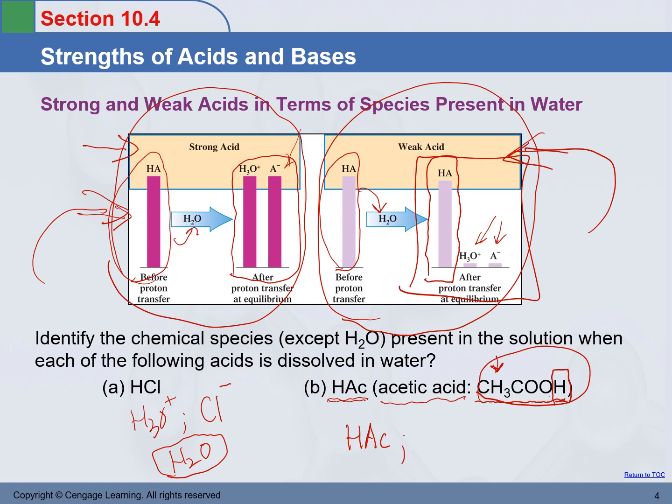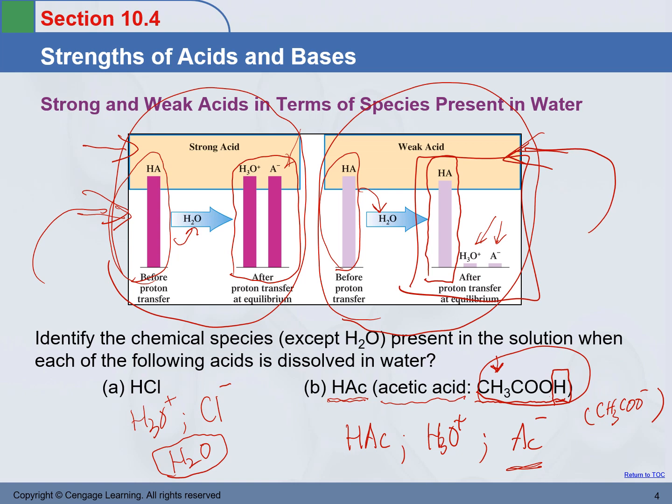We also have a small portion of ions. Only a small portion of the molecules ionized into ions, transferring protons. So we're going to have this hydronium ion. We're going to have the conjugate base of the weak acid. You can simply use Ac negative to represent acetate. Acetate is actually CH3COO negative. But just use that.